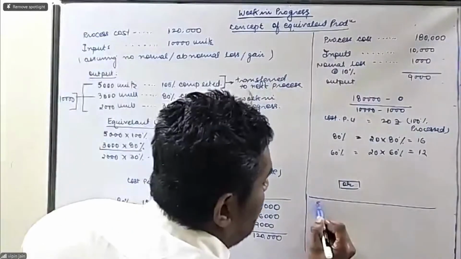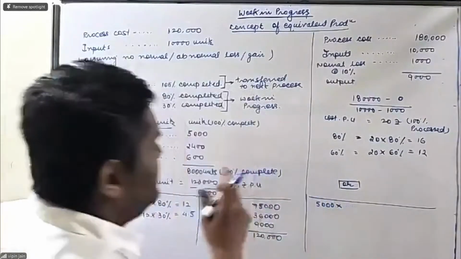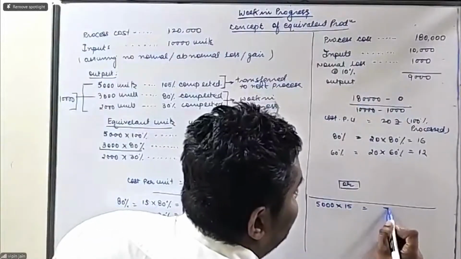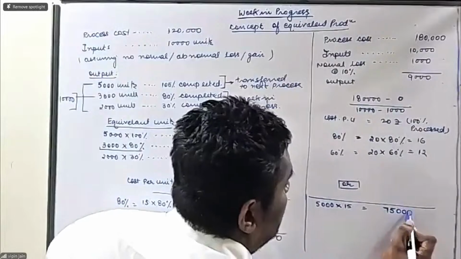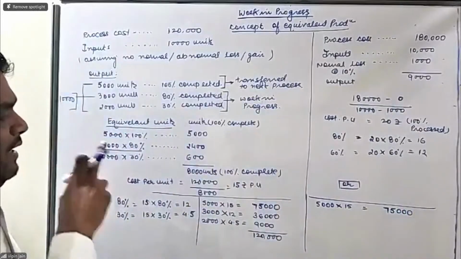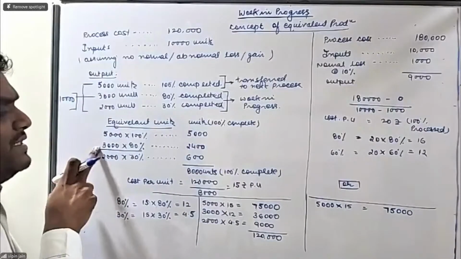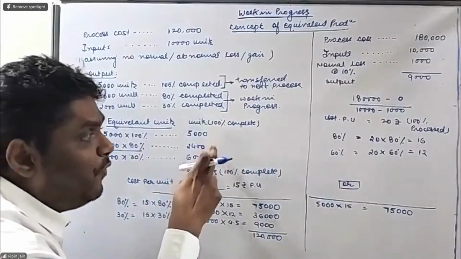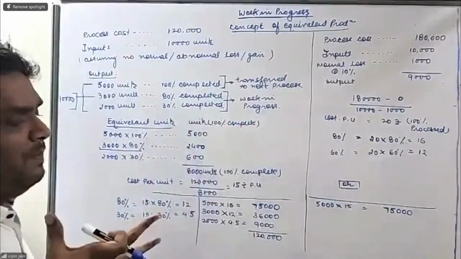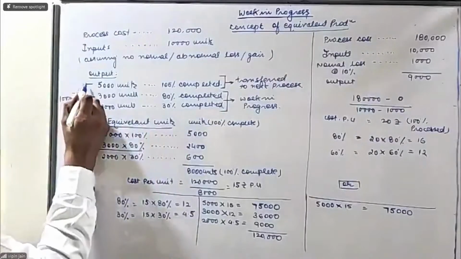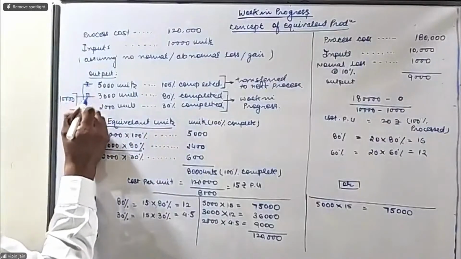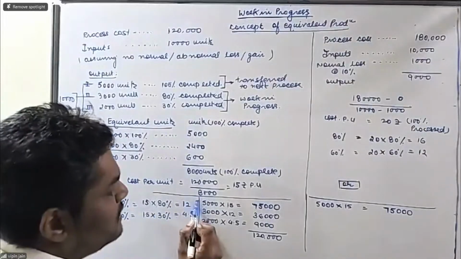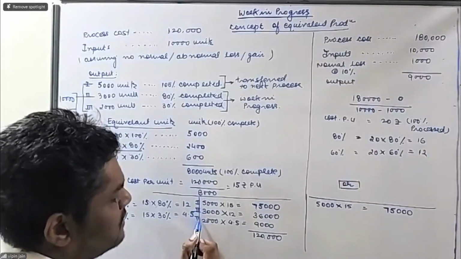See, 5,000 units are 100% complete. So we have got the cost 15 rupees. So this will be 75,000. Now, as I said, the cost of 3,000 units that are 80% complete will be equal to 2,400 units that are 100% complete. So for the categories, let's say this is first, this is second, and this is third.